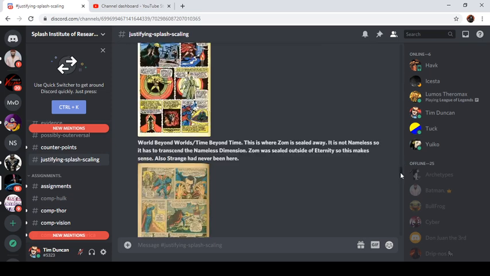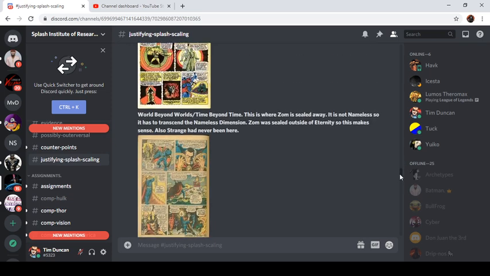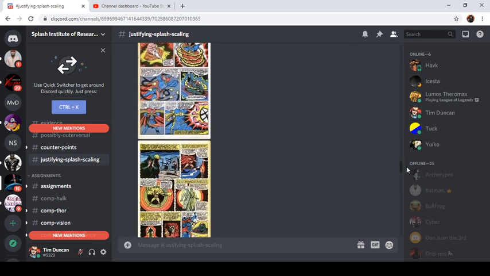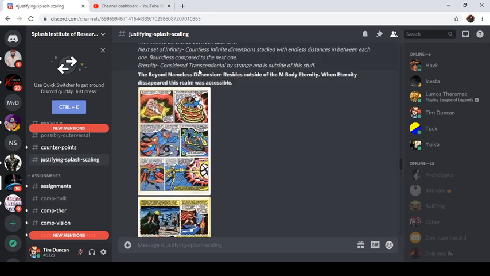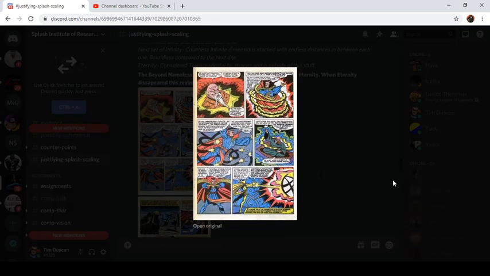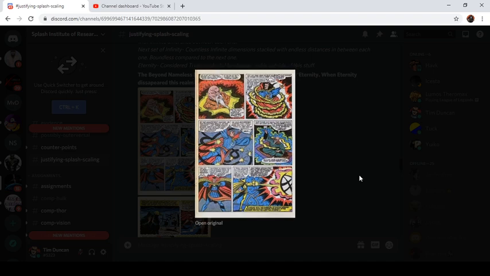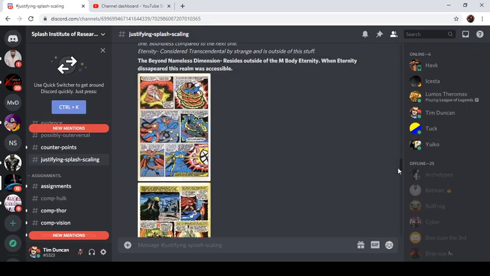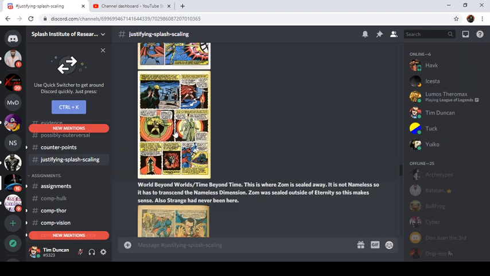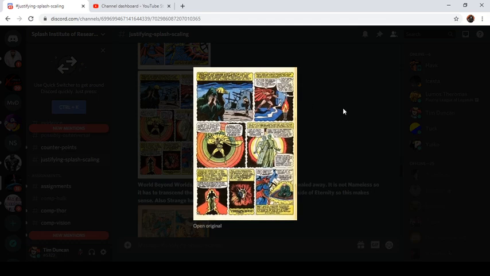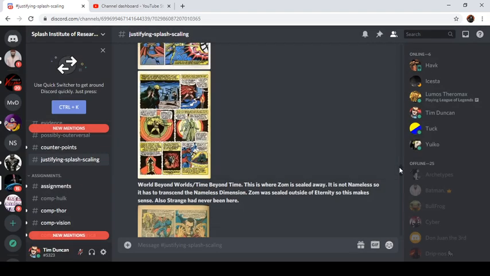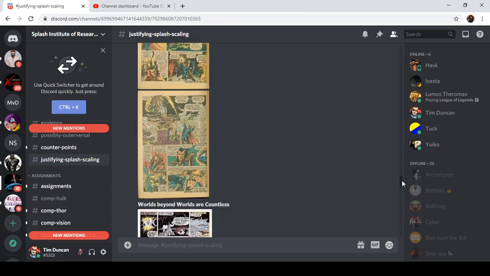Then, beyond even that, are the nameless dimensions. The beyond nameless dimensions, at least. These reside outside of embodied eternity. When embodied eternity disappeared in his battle with Dormammu, afterwards both disappeared. Access to the realms beyond became a thing, and that led to the arrival of Zom.